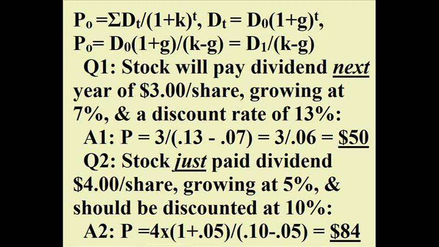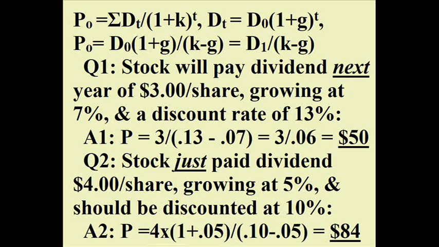Here's the first one. Stock will pay next year a dividend of $3, grows at 7%, discount rate's 13%. We plug and chug. We get $3 divided by the 13 minus the 7. Notice it's a decimal, and we get $50.